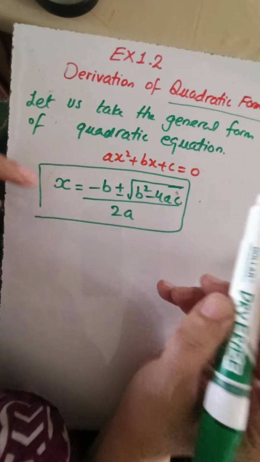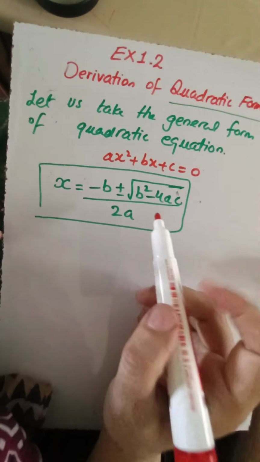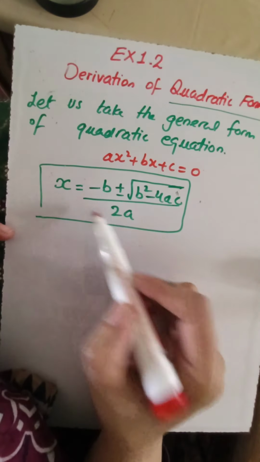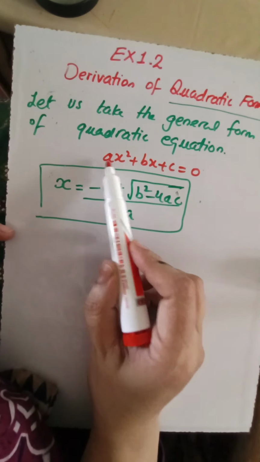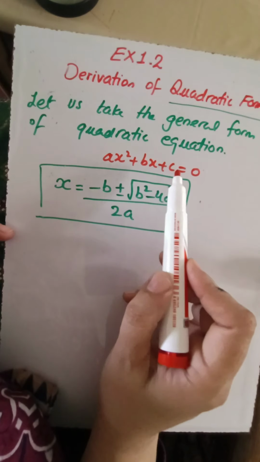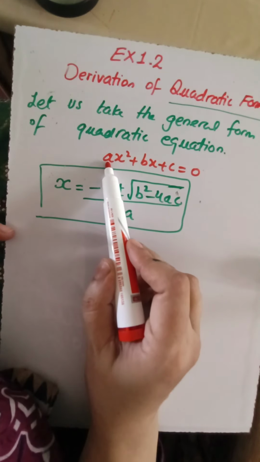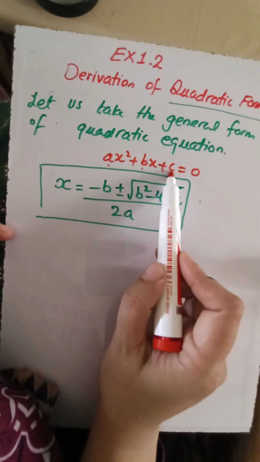As you may see in this formula, the numbers that are involved on the right hand side are the coefficients of this quadratic equation. So if we know the coefficients of the quadratic equation, this is the coefficient of x square, this is the coefficient of x, and this is the coefficient c.